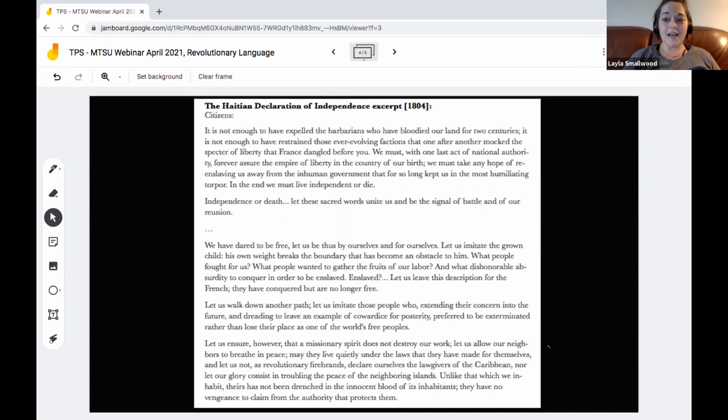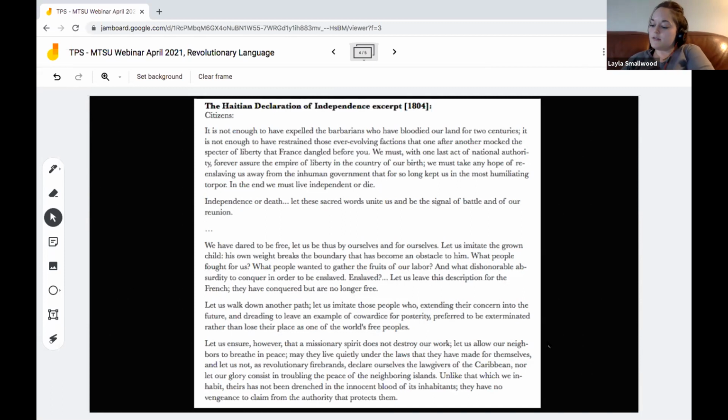Yes. Another word that sticks out to me, enslaving. We must take any hope of re-enslaving us away. Right? So that's another chunk that sticks out. So this seems to be written for the Haitians. Yes. So this is for the Haitians, not for another government, right? This is for them rallying together. Good. Yes, humiliating. Speaking to that condition of enslavement. Good. So let's read the second part.